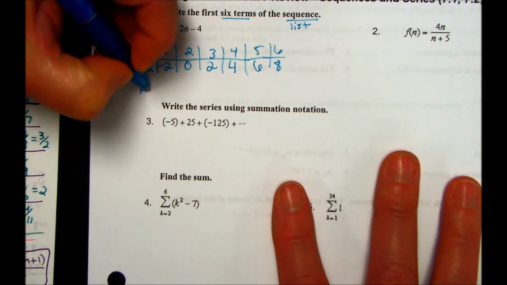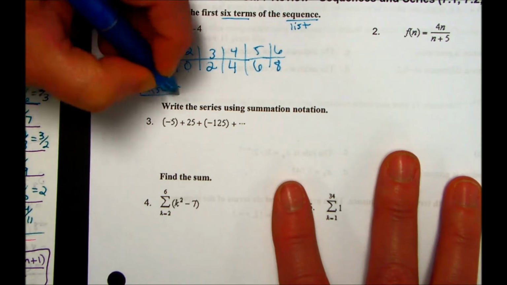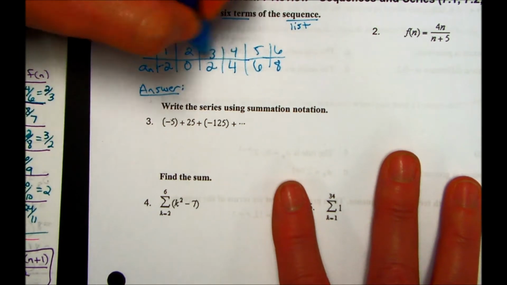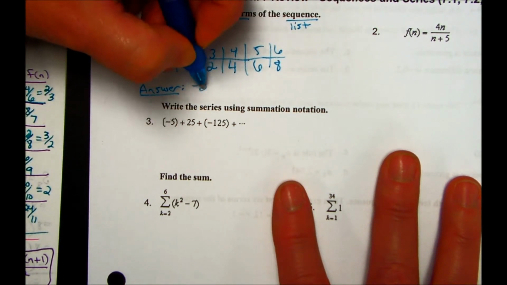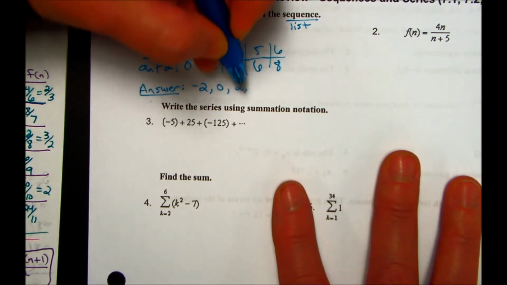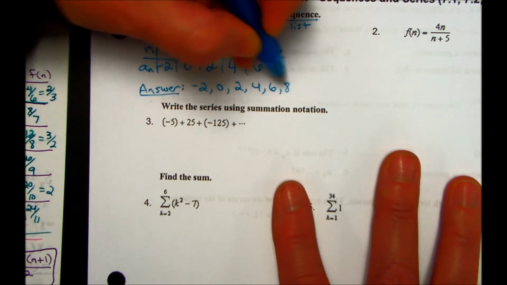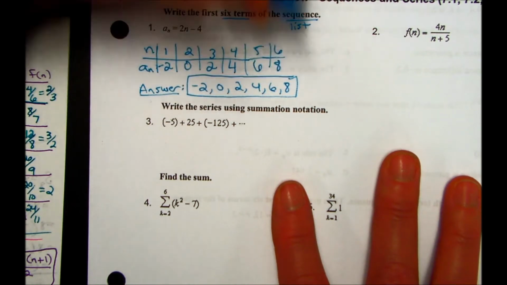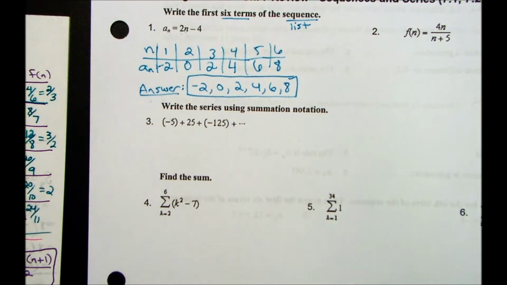So my answer is just the list of terms for your a sub n. So negative 2, comma 0, comma 2, comma 4, comma 6, comma 8. So that is your first 6 terms of the sequence. And that's all you have to do.